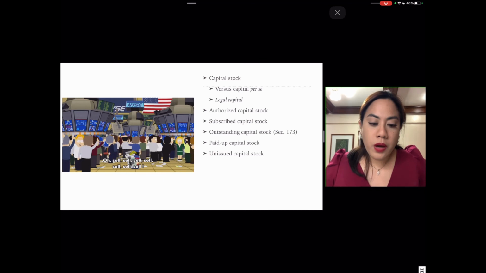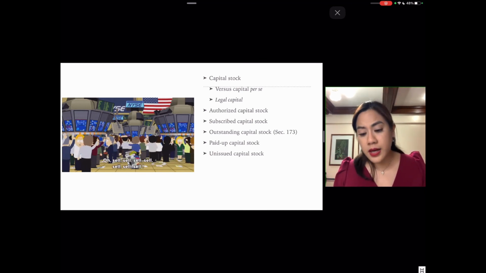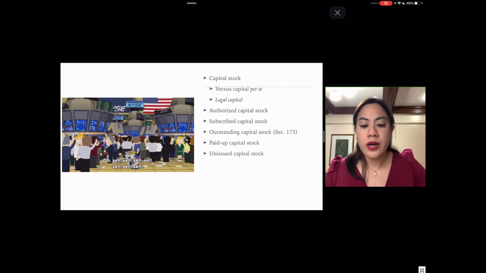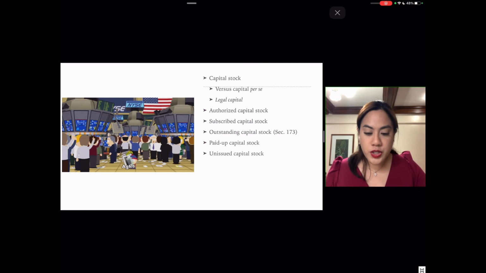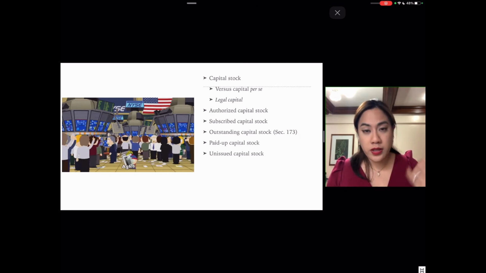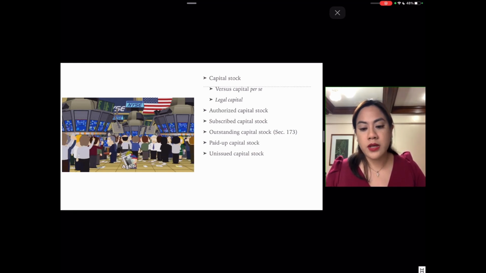Now, when we talk about authorized capital stock, this is sometimes synonymous with capital stock where the shares have a par value. If there's no par value, there is no authorized capital stock because there's no monetary value that can be assigned to it. It will only have a capital stock.